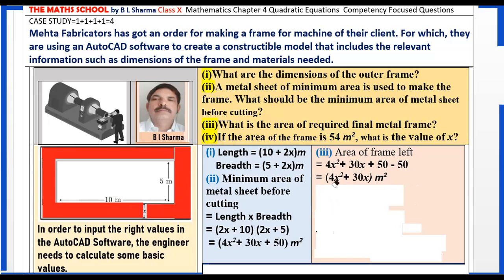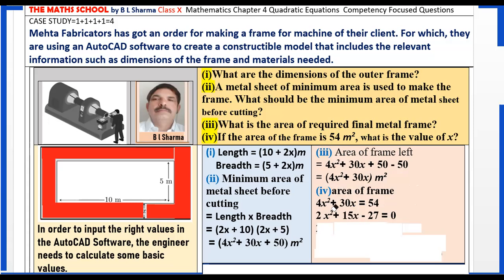And that is equal to 4x square plus 30x. So we can put area of the frame is 4x square plus 30x, that is given, that is equal to 54 meter square. Put equal to 54. And this is 2x square plus 15x minus 27 is equal to 0.